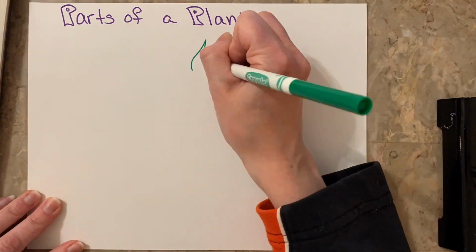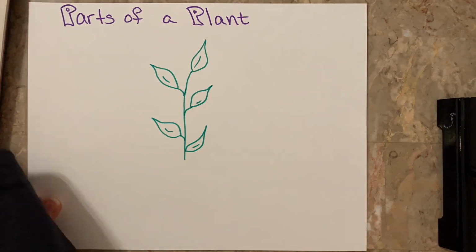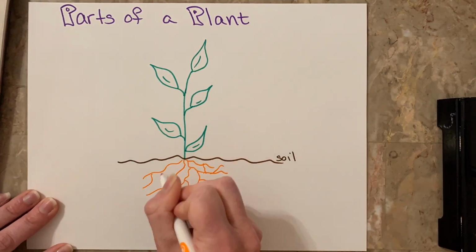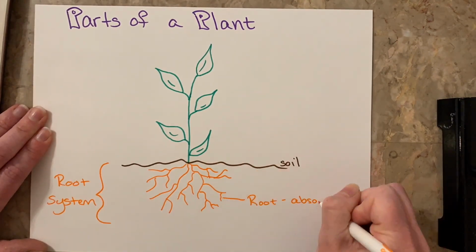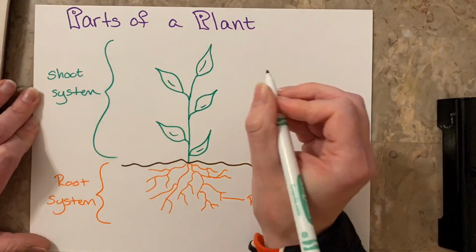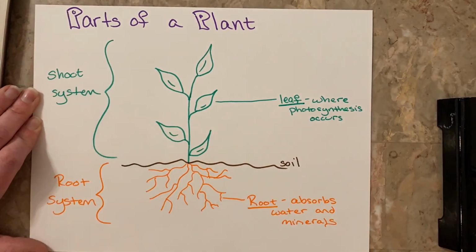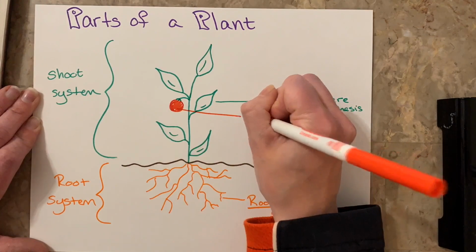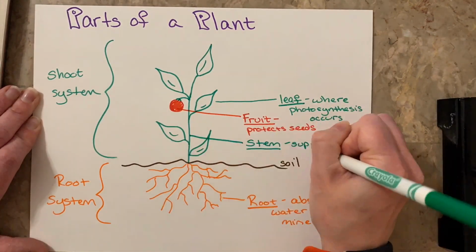You should be familiar with the parts of a plant. There's the shoot system, which is above the soil, and the root system, which is below the soil. This consists of the flower, leaf, fruit, and stem for the shoot system, and then the roots are part of the root system. They absorb water and minerals.